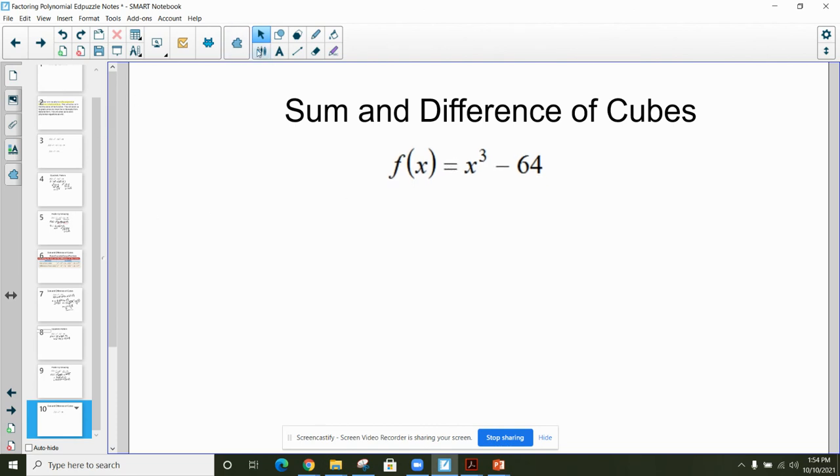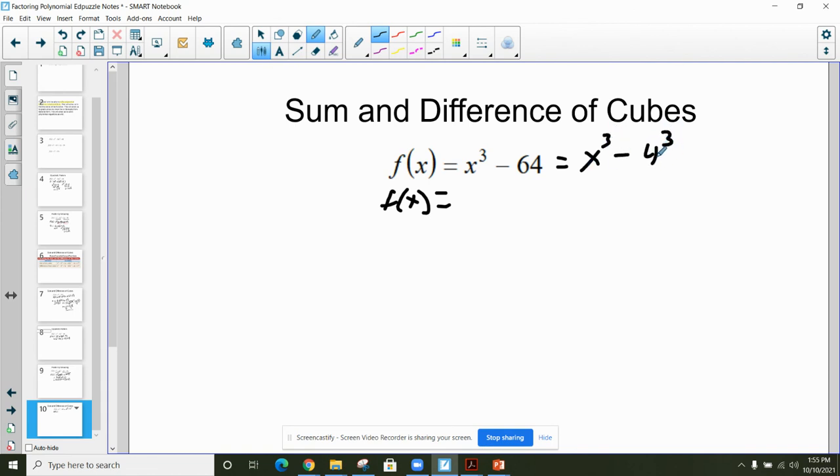All right, so if I need to factor this one, I'm just going to follow my pattern. So on this one, okay, a is x. I'm just going to rewrite this. This is x cubed minus 4 cubed. Okay, so a is x and b is 4. All right, this is the difference, so it's going to start off the same. So x minus 4, a minus b, times a squared plus ab plus b squared. So we have x squared plus 4x, and then 4 squared is 16. And so this is now factored.